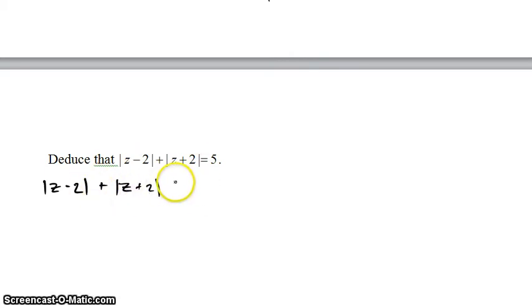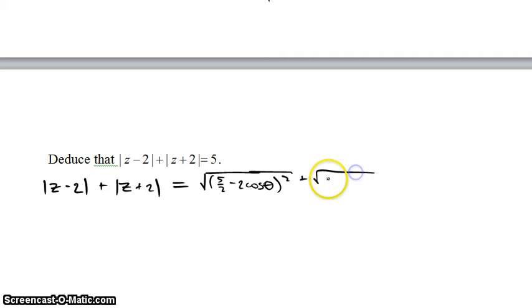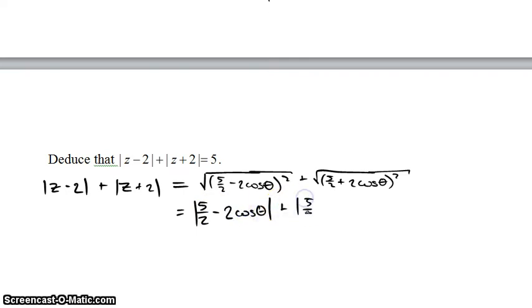Well, we know what the squares would be, so this is actually the square root of (5/2 − 2 cos θ) squared plus the square root of (5/2 + 2 cos θ) squared. And remember, the square root of the square doesn't give me the answer itself, it gives me the modulus of the answer. So this actually gives me the modulus of 5/2 − 2 cos θ plus the modulus of 5/2 + 2 cos θ, with the square and the square root undoing each other.